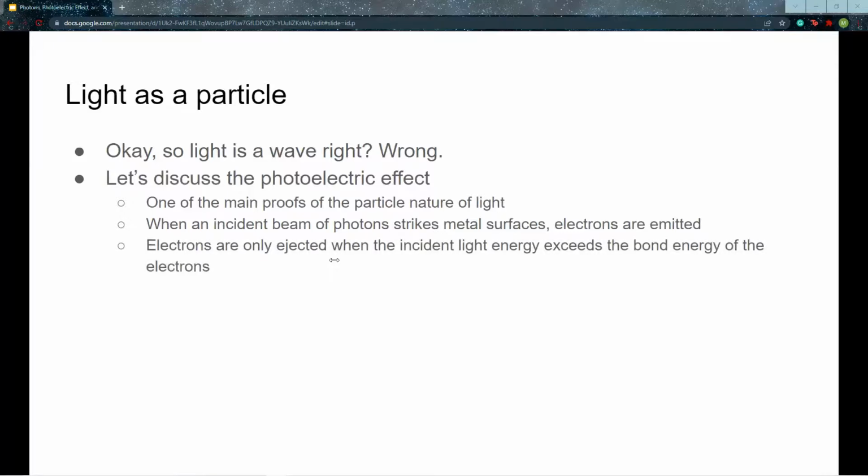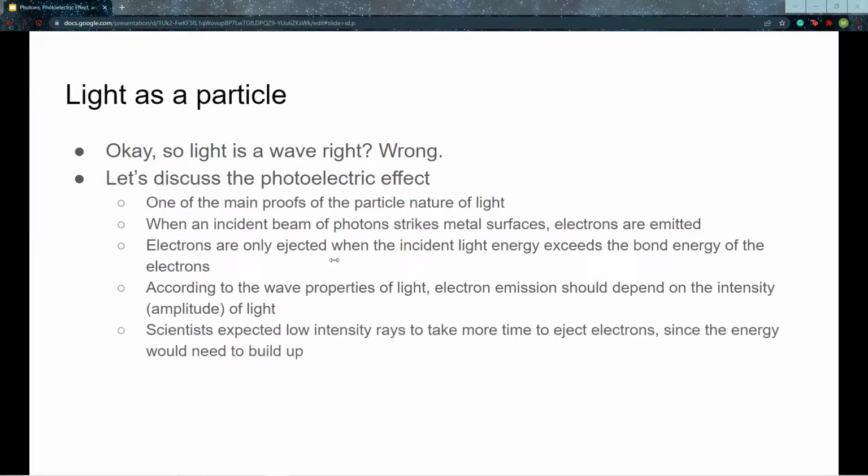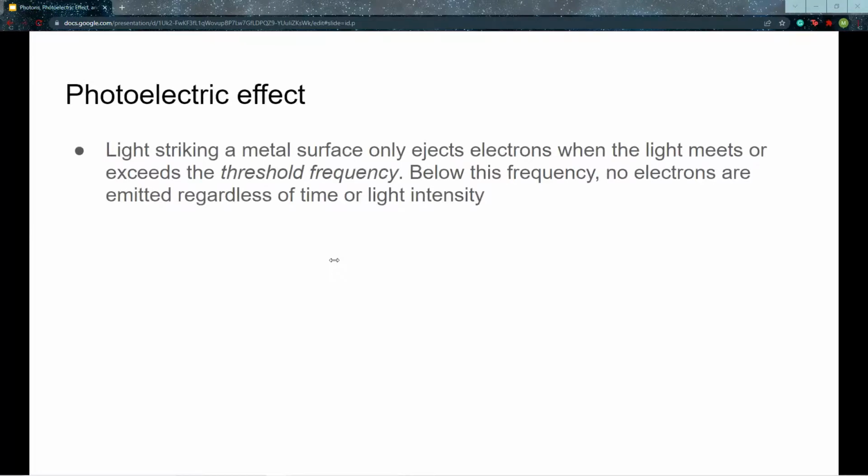The electrons are only ejected when the incident light energy exceeds the bond energy of the electrons. According to wave properties of light, electron emission should depend on the intensity or amplitude of light. Scientists expected low-intensity rays to take more time to eject electrons since the energy would need to build up before exceeding the electron's bond energy. Instead, they found something unexpected. So what did they find? Rather than taking time to eject electrons, light striking a metal surface is observed to only eject electrons when the light meets or exceeds what we now call the threshold frequency. Below this frequency, no electrons are emitted regardless of time or light intensity.